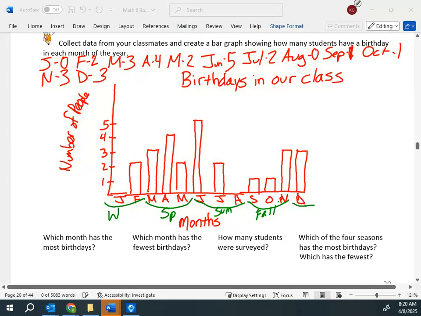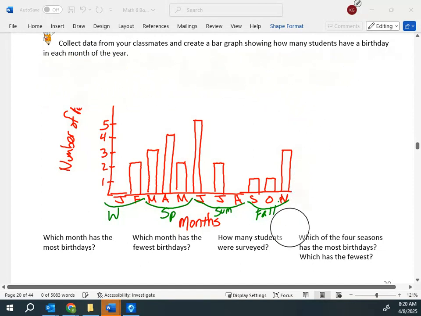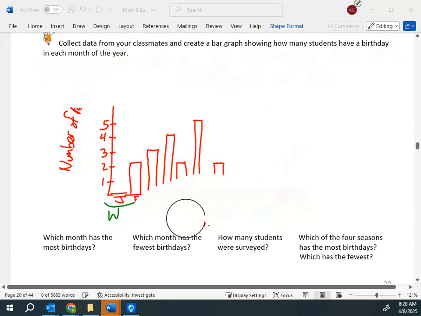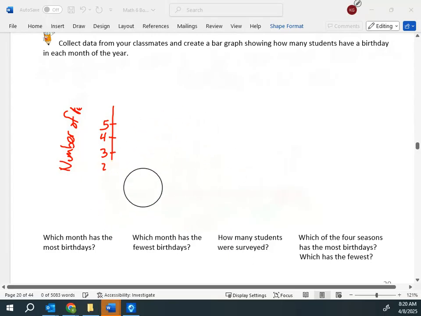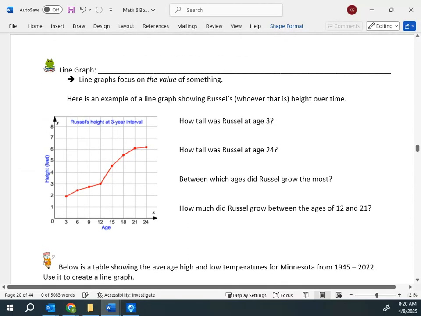Okay, I need to erase this so we can look at our second page to see what a line graph is all about. You're gonna finish the bar graph later. So turn your page to the second page.